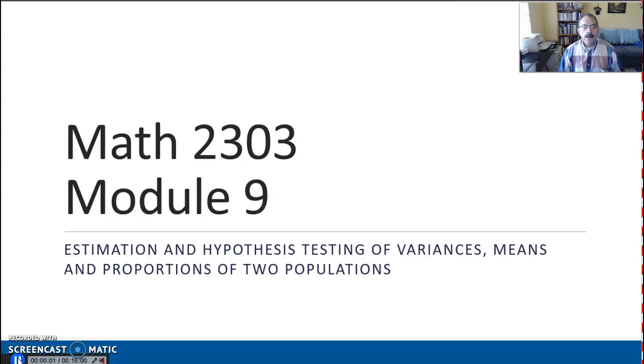This is part 1 of the Module 9 lecture. In Module 9, we're going to learn to compare two parameters of two populations: the variances, the means, and the proportions.